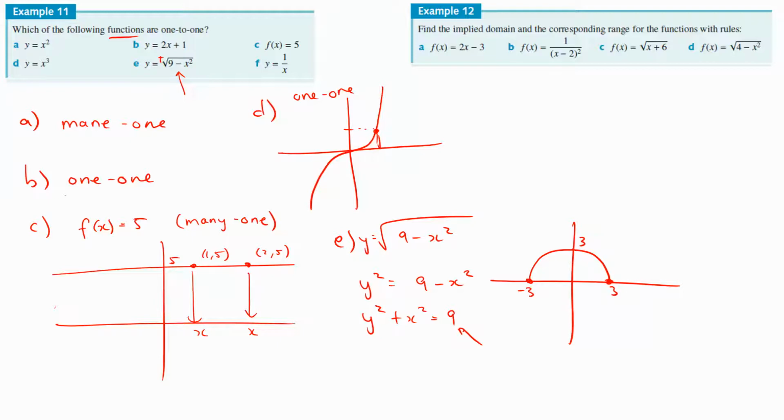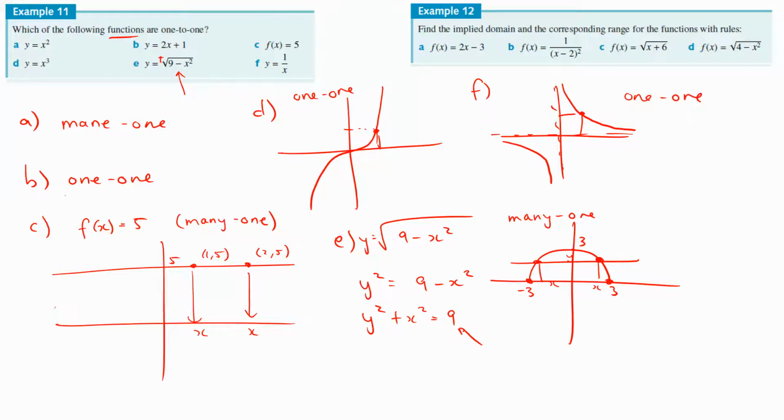We can look at that and say the same thing again. This is a many-to-one. You can use a horizontal line test if you've forgotten. You can see that for one y value, it's connected to many x values. So E is a many-to-one. And then finally, F, 1 on x. That's a rectangular hyperbola with asymptotes at the x-axis and the y-axis. You can see that it's a one-to-one as well. For every x value, there's only one y value. So F is a one-to-one.